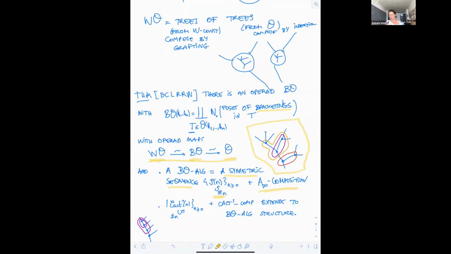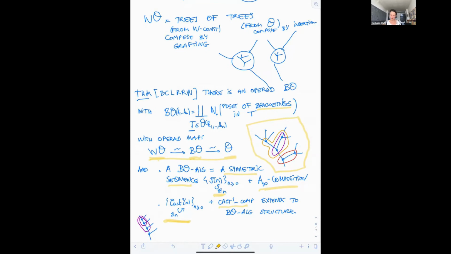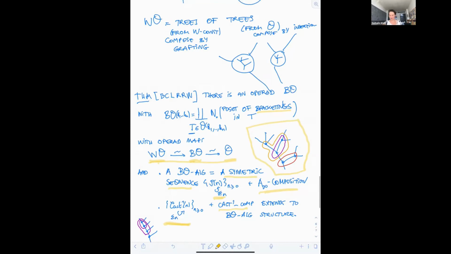And what we do is we actually construct a BV algebra structure on Cact1. So we use these exact spaces and their natural symmetric group action, and we use this exact Cact1 composition that did not work, that only worked up to homotopy. So maybe, a very quick idea of how do you actually construct these homotopies?